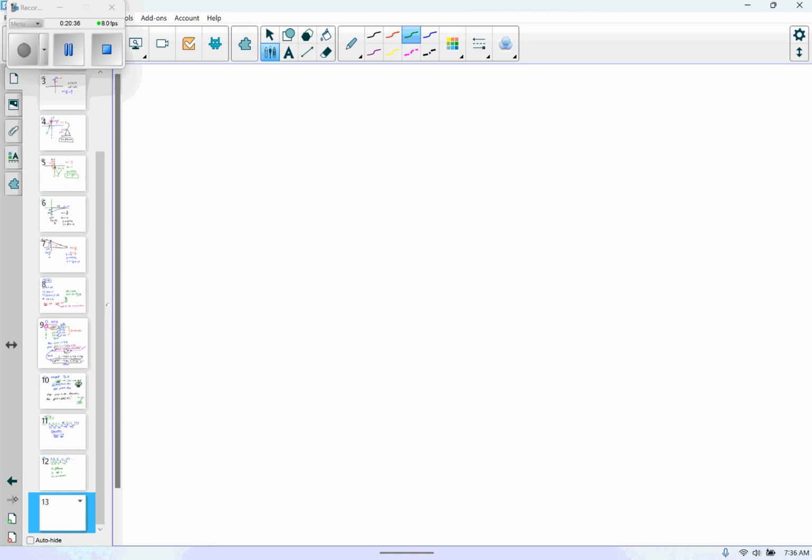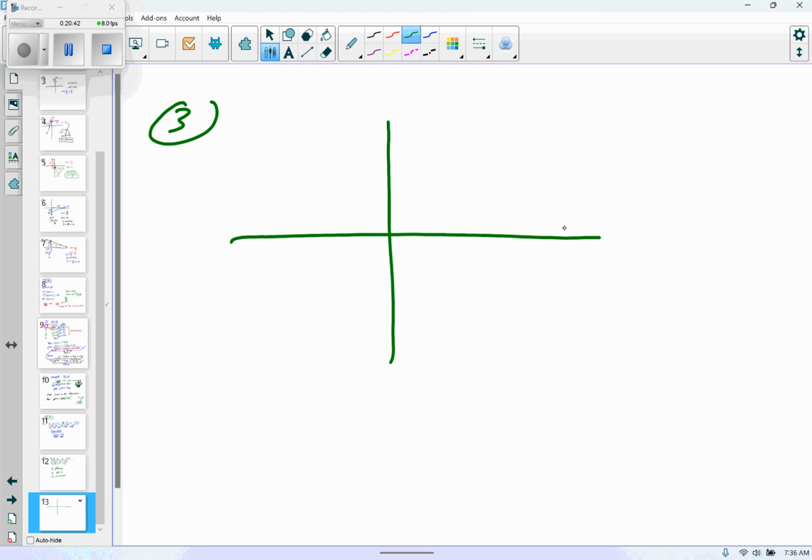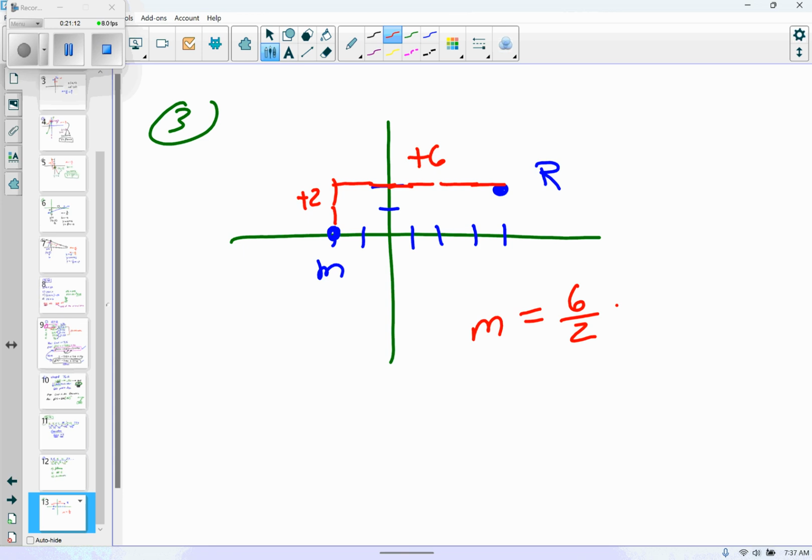And then problem number 3 down below, I'm going to graph this. So I had to draw my own grid. So I have -2, 0. That's point M. And then I have 4, 2, which is R. And so we want to find the slope. So it looks like I go up 2. So that's +2. And I went right 1, 2, 3, 4, 5, 6. So my slope has to be 6 over 2. You could also make it 3 over 1 if you wanted to. You could also make it 3. It's not that big of a deal, one way or the other.